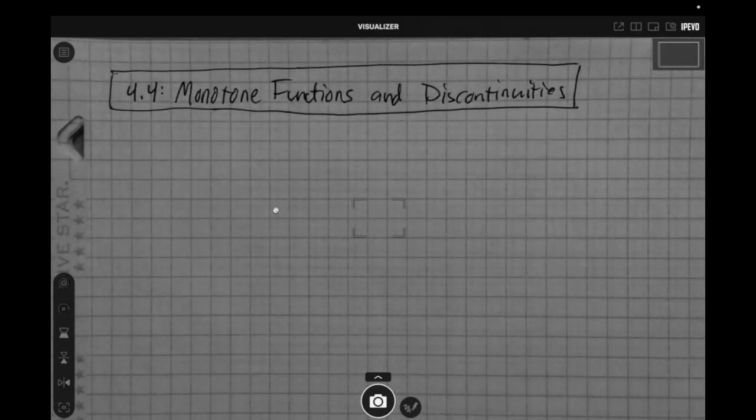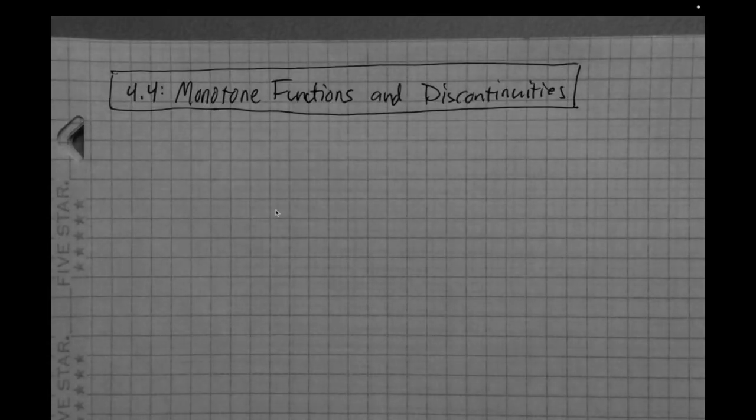And so, to discuss discontinuities, we really need the idea of one-sided limits. So left-hand limit, right-hand limit. You will definitely have seen these in calculus, but let's define them for analysis.